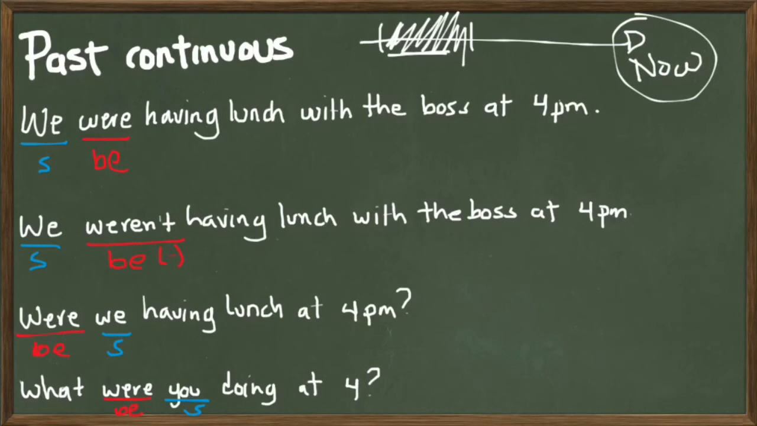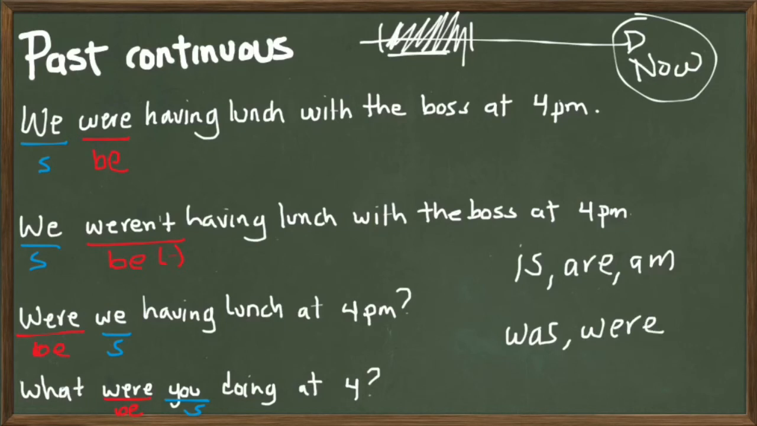It can be, if it's in present, it's is, are, or am. If it's in the past, we have was and were. Check previous videos if you have more questions about this.